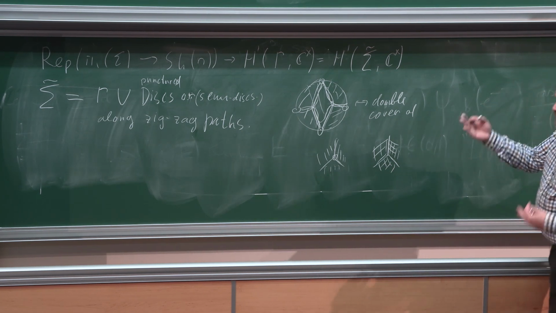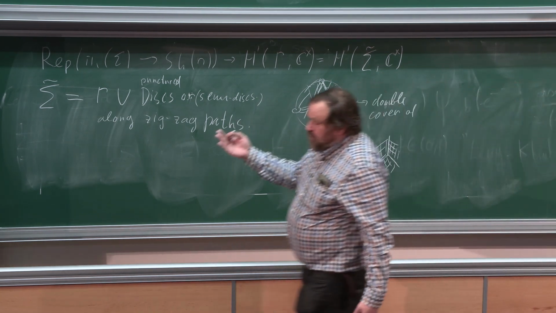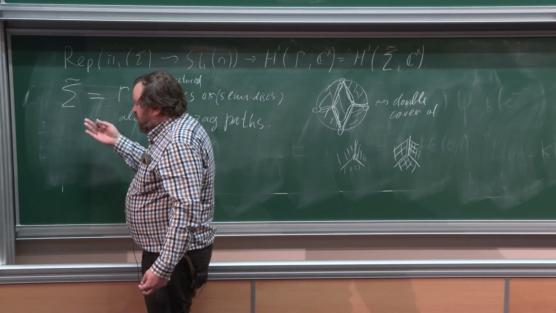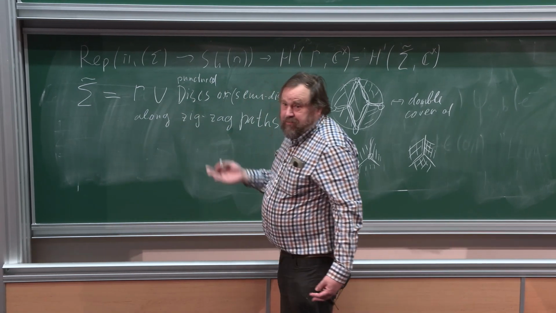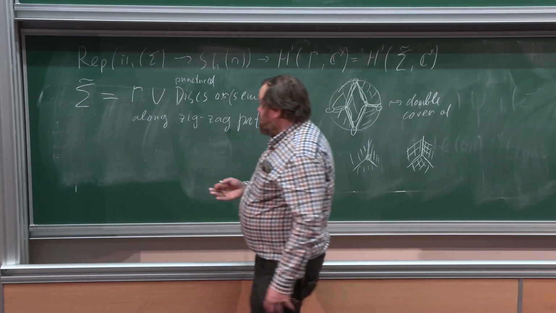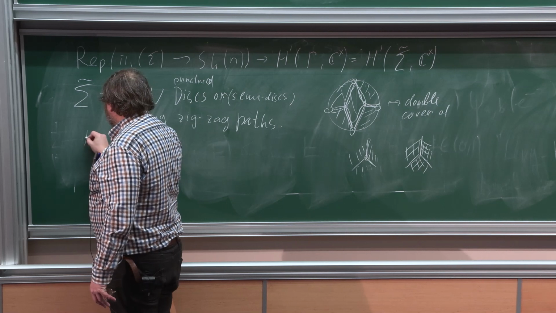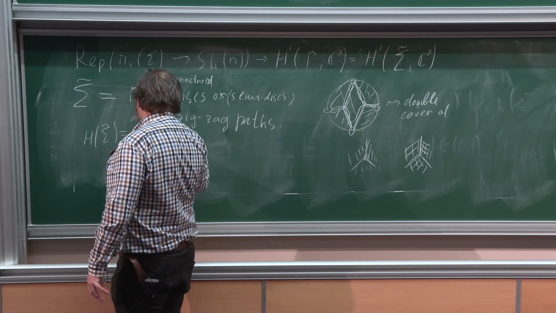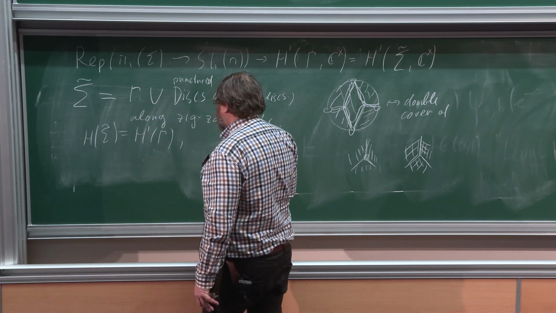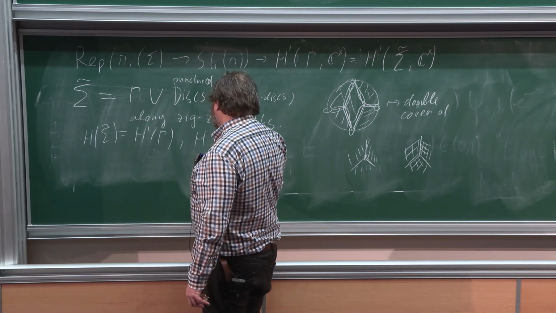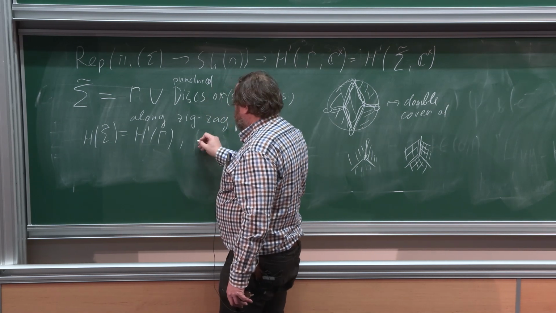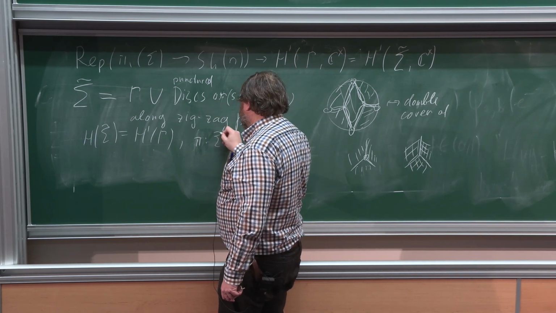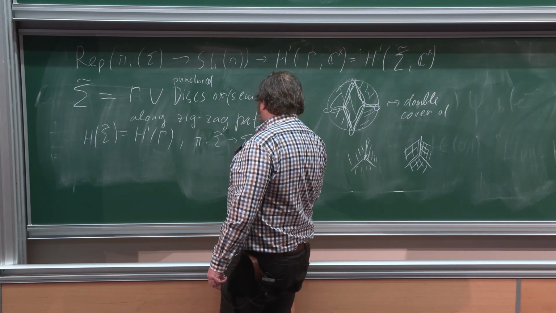So this sigma tilde is a surface which, first of all, has the same topology as gamma. So the homology is the same: H1 of sigma tilde is equal to H1 of gamma. And on the other hand, there is a map, a covering, pi, from sigma tilde to sigma, which is an n-fold covering.